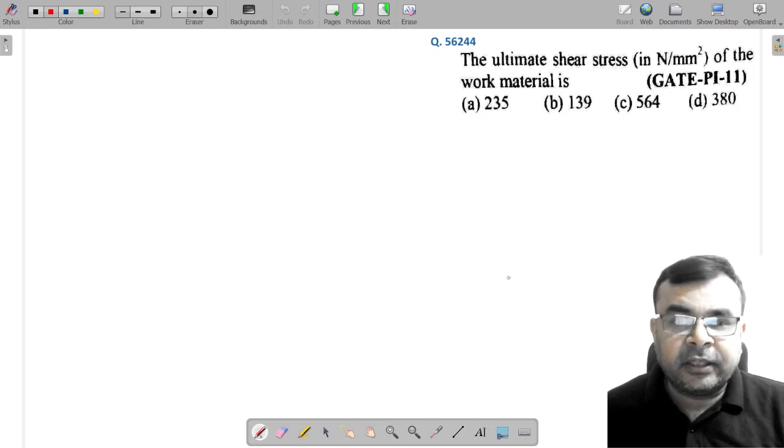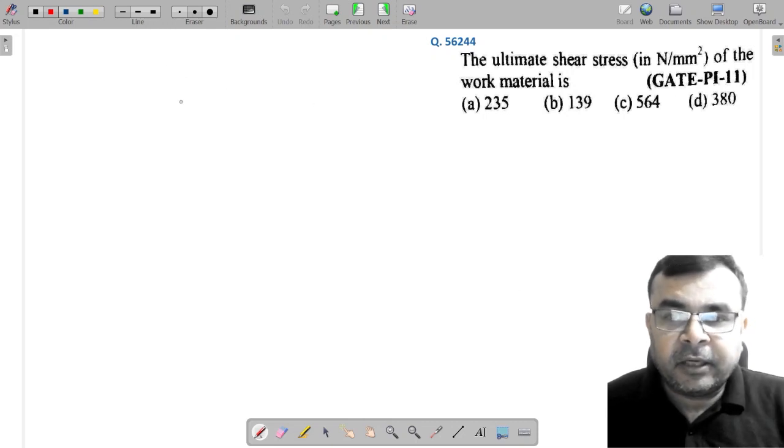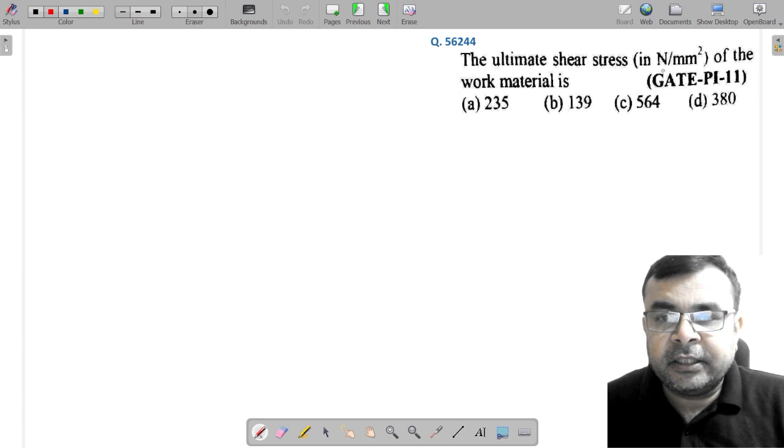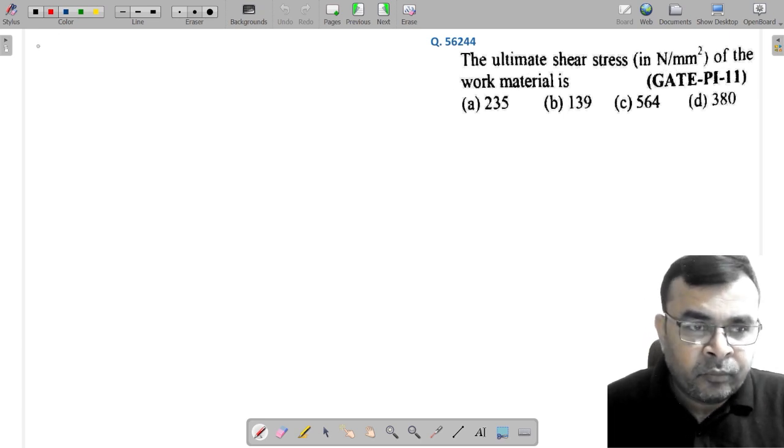Okay, so let's see another question. This is the second part of the previous question. The ultimate shear stress in Newton per millimeter square of the work material is. So let's see.